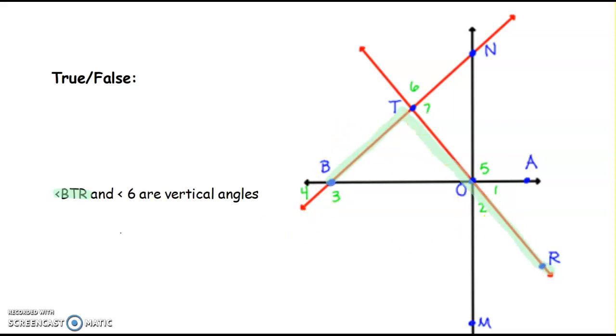So I'm looking at that angle, and angle 6. Here's angle 6 up here. Are those vertical angles? True. Hopefully you said that was true. They are opposite of each other.